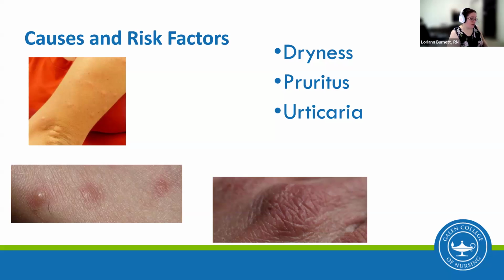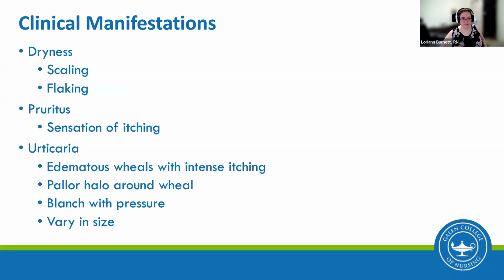Our urticaria is usually going to be our allergic reaction or hives. It can also be a reaction to certain medications such as antibiotics or NSAIDs. We might see it with severe infections, insect bites. It can also happen with stress or contact with chemicals. But again, we have that overlap between the three.